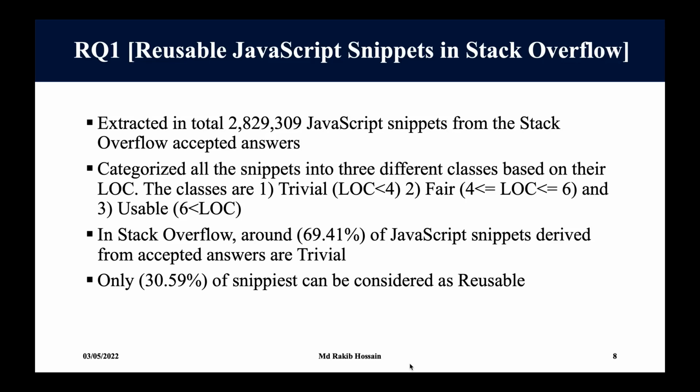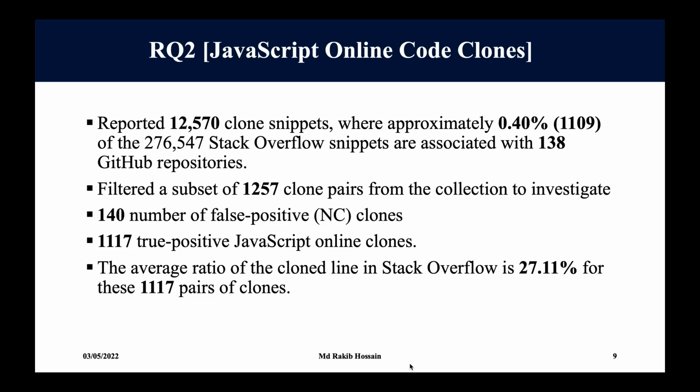We found that around 70% of JavaScript snippets are trivial and not reusable, and around 30% of JavaScript snippets are reusable in Stack Overflow. And we found around 12,000 online clone pairs from the Siamese report. We manually classified only the top 10% of them. We found 140 false positive clone pairs and our true positive clone pairs is 1117. The average ratio of clone lines in Stack Overflow is 27.11% for these 1117 pairs of clones.